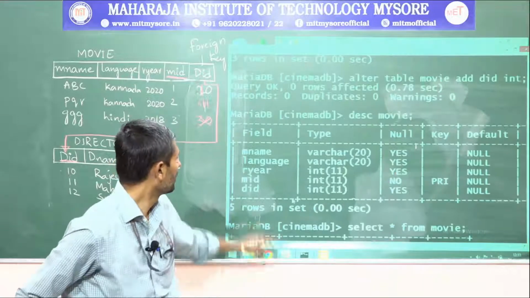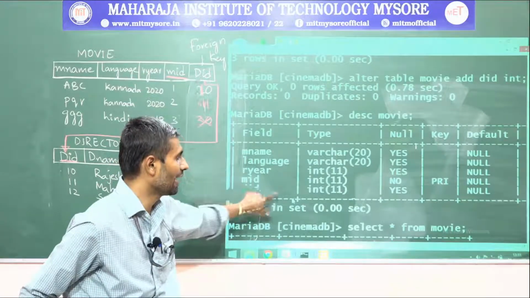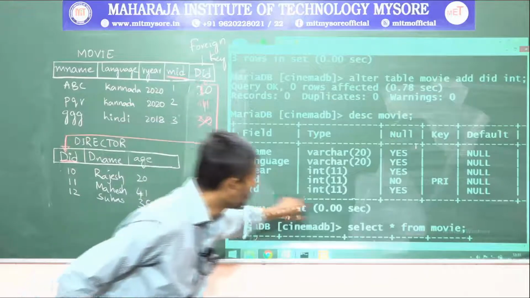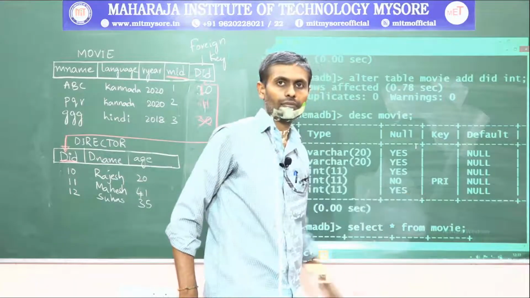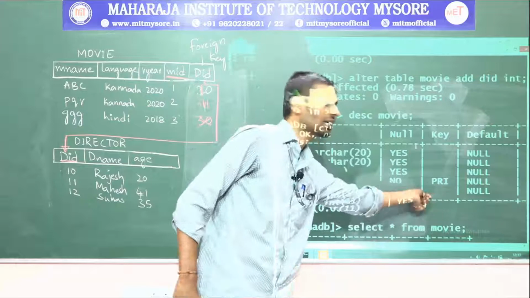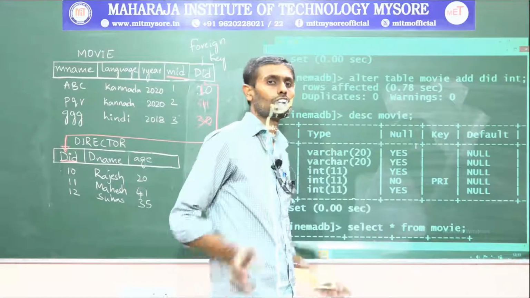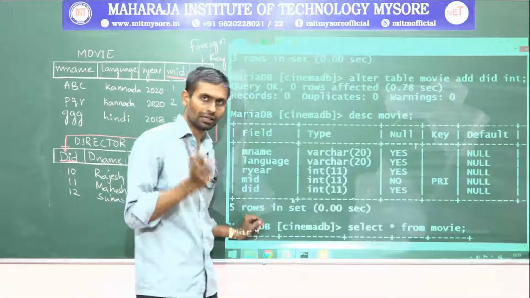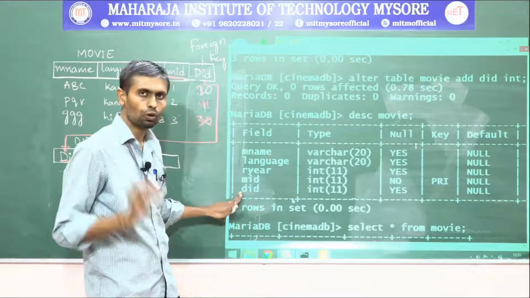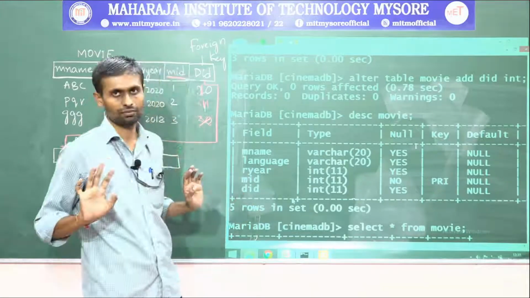Look at this one, guys. Earlier we didn't have a DID, now we added it. But I said it is a foreign key, yet it's not showing anything in this column, because we have not made it a foreign key currently. Currently, all we did was add an attribute, that's it.